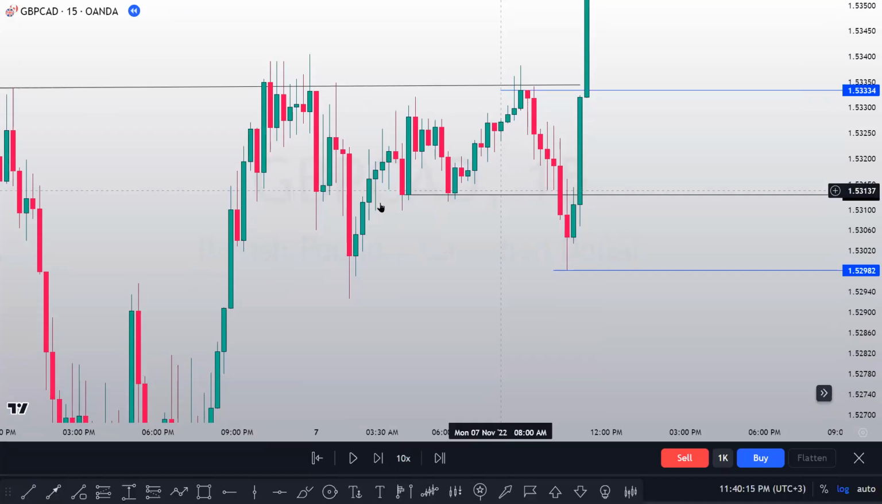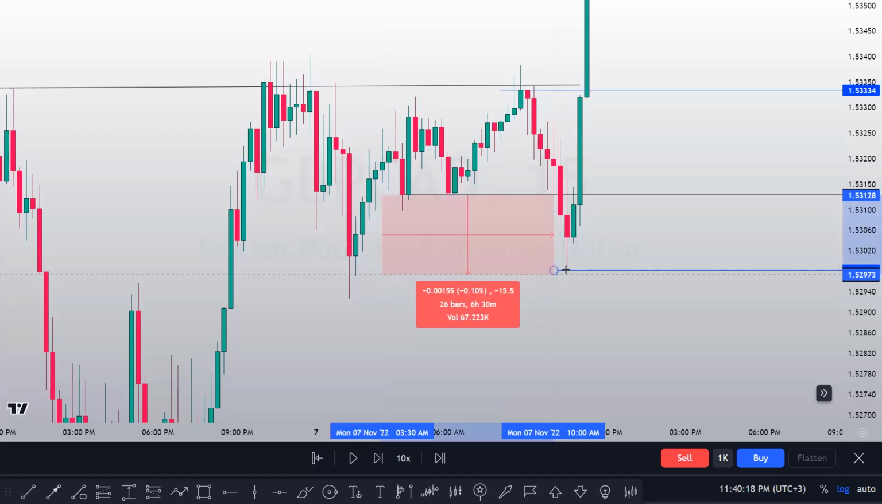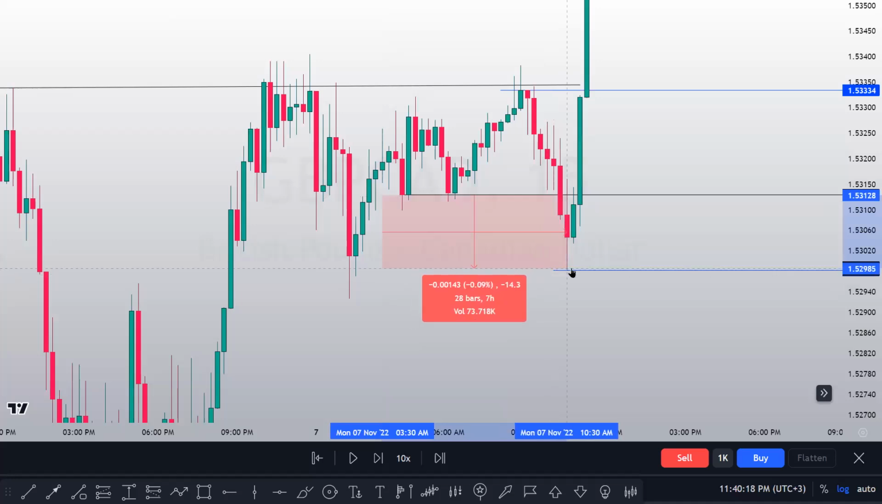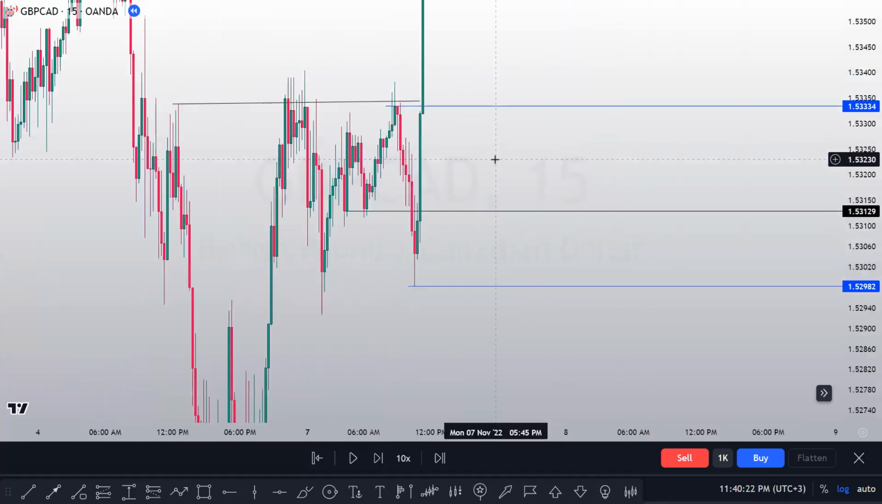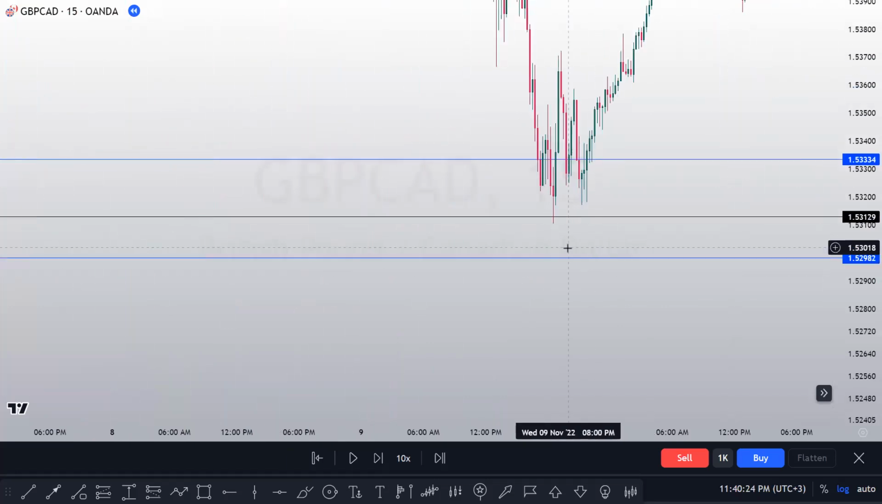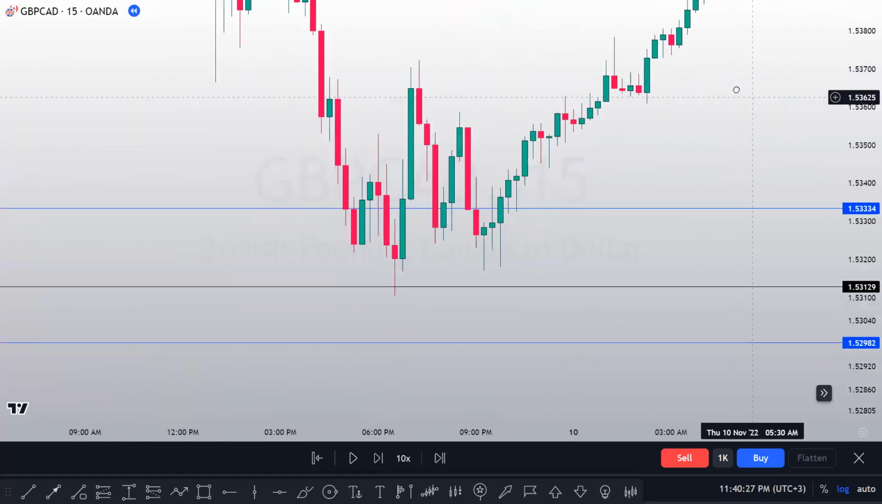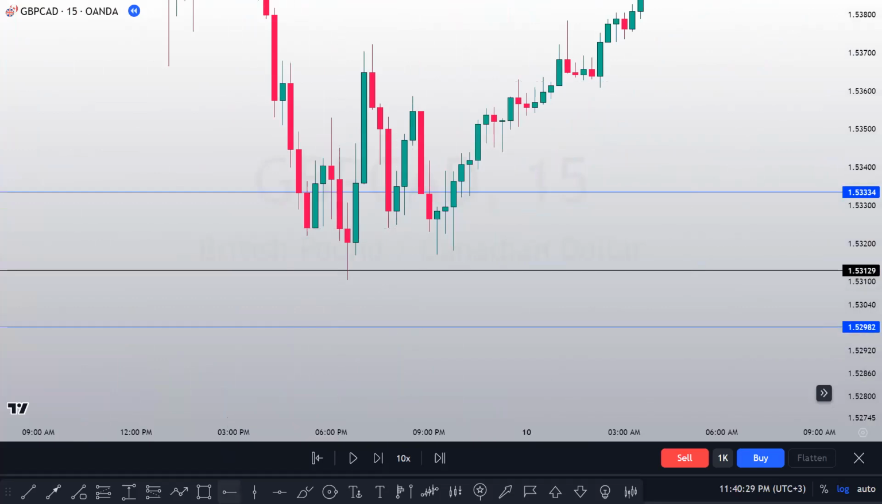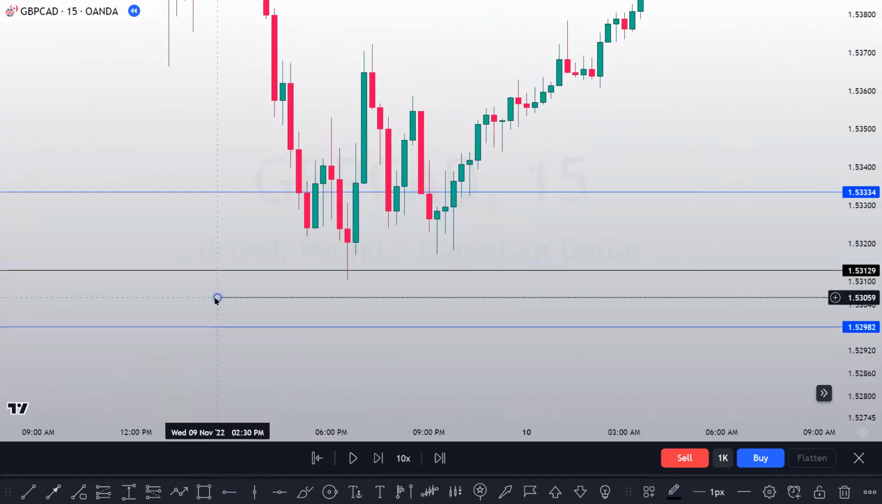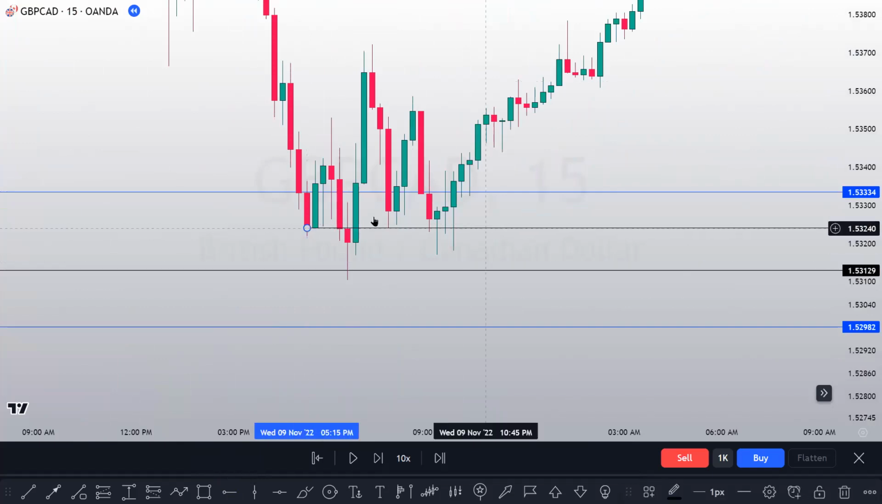So after putting your entry on that exact point, and your stop loss was almost 14.3 pips, as you can see. Now the market came and tapped your entry point there. But even if you miss your first entry, don't panic. You have to wait for the second entry, which was this one.